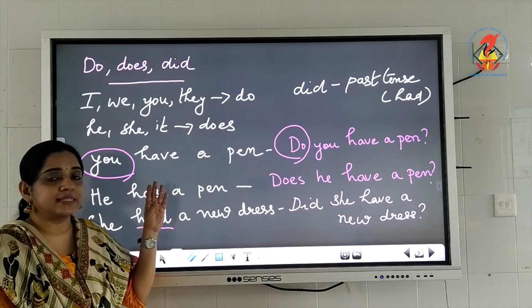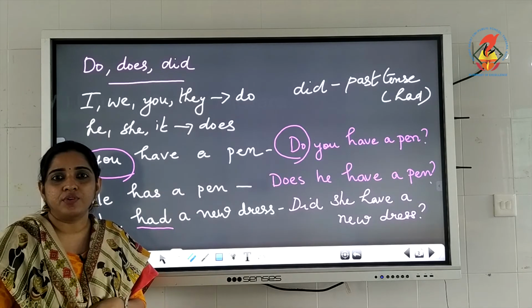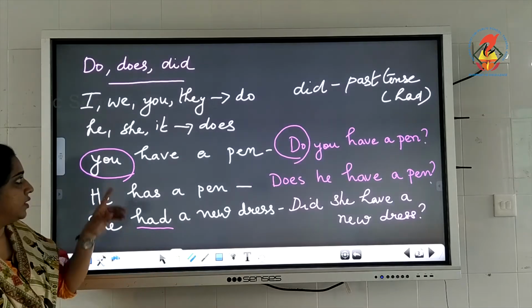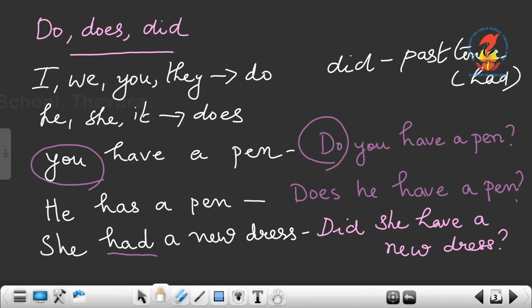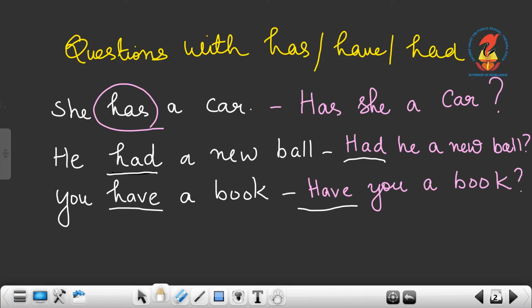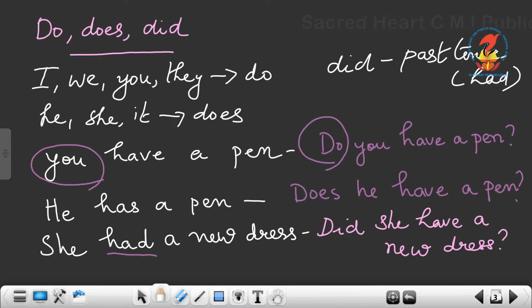So, in the case of has, have and had, which question word do we have to use? See, you have a pen. I'll just show you the previous example. She has a car. Has she a car? You use the same word in order to make it an interrogative sentence. Now, the next one. You have a pen. Have you a pen? That's also correct. But other than using the same verb, you can use do, does or did. How can you use that? That is what we are going to see in detail.